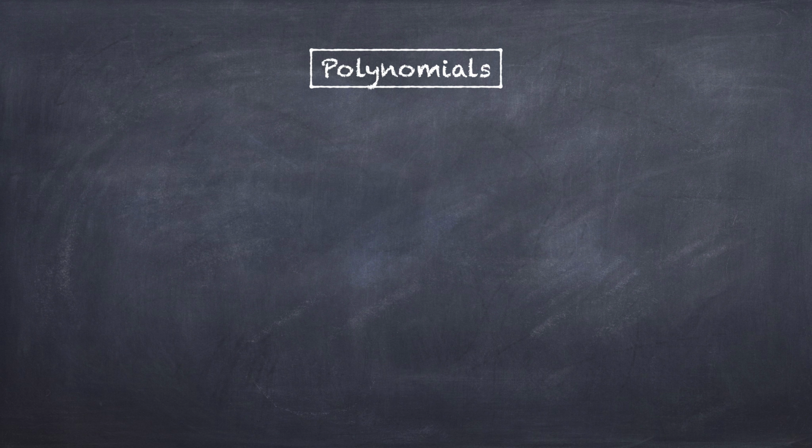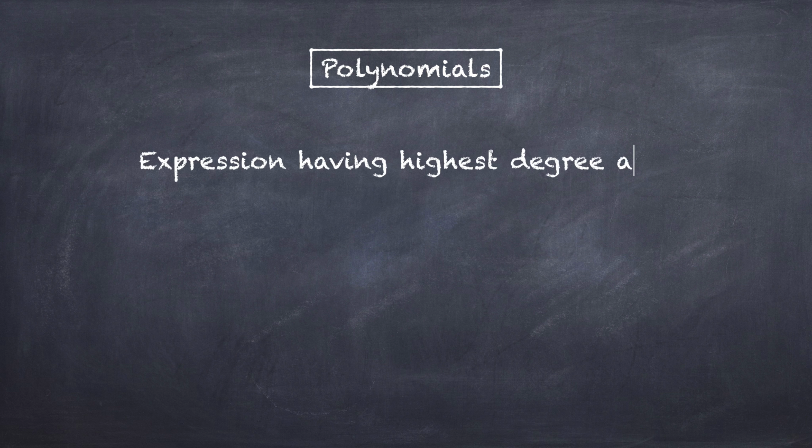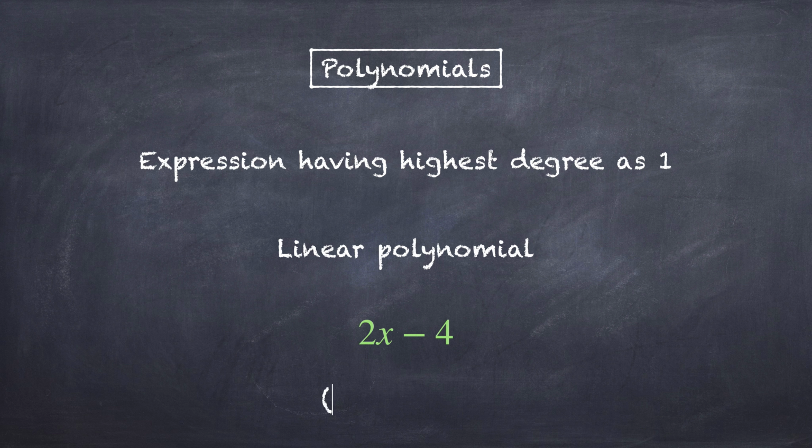Now, if you remember your lessons from polynomials, we learned that an expression having its highest degree as 1 is considered a linear polynomial. For example, 2x minus 4. Now this is an expression which has its degree as 1.